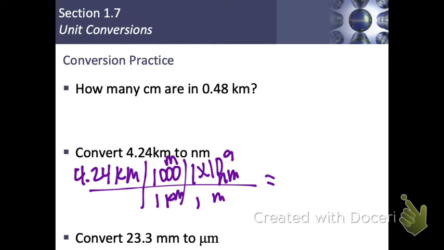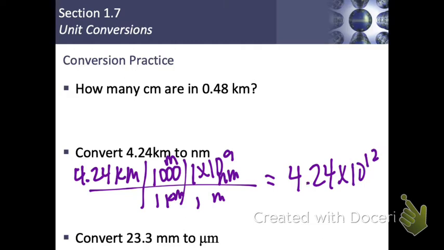It might be to the... no, I don't think it's... I don't know. I'm not good at predicting that just by looking. I don't know why. I got it to the 12th. 4.24 times 10 to the 12th.